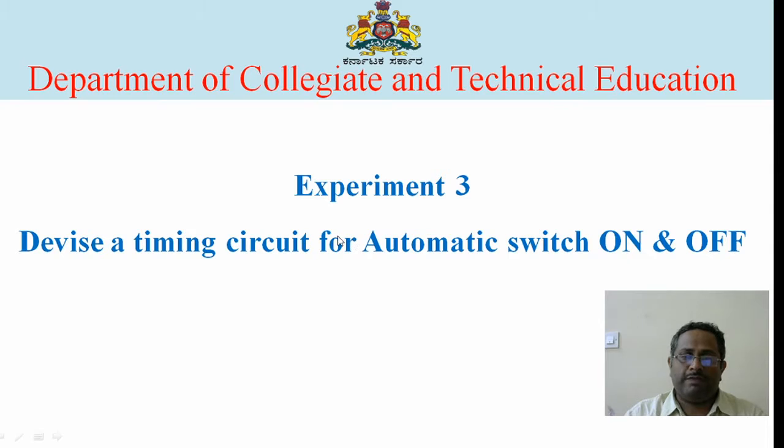Today we'll perform experiment number 3 in part B, that is, devise a timing circuit for automatic switch on and switch off. In the previous class we devised a timing circuit to switch on an output and after 20 seconds it had to be off. In this class it has to switch on and off automatically and continuously. For some time it has to be on, then off, then on again automatically, and like this it has to be continuous. That circuit we have to design.